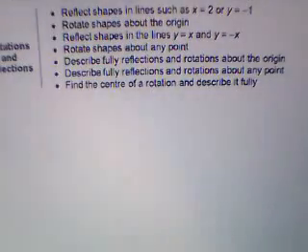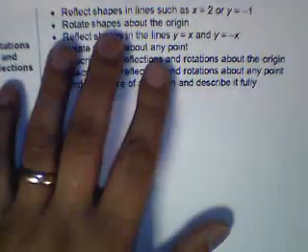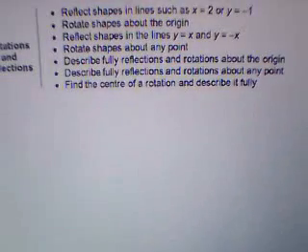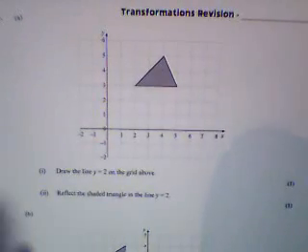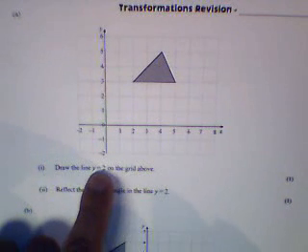Okay, we're going to start looking at doing some transformations here, and two transformations are reflections and rotations. So here we have reflect shapes in lines such as x equals 2 and y equals minus 1. Right, straight away you need to know how to draw the lines y equals minus 1 or x equals 2. Here's an example that we can look at here.